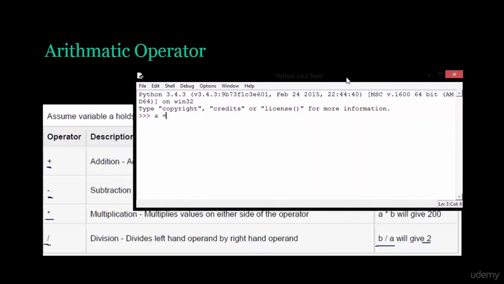If we set A equal to 10, B equal to 20, and I type A plus B, this will give us 30. I type B minus A, this will give us 10. I type A multiplied by B, this will give us 200. I type B divided by A, this will give us 2.0.